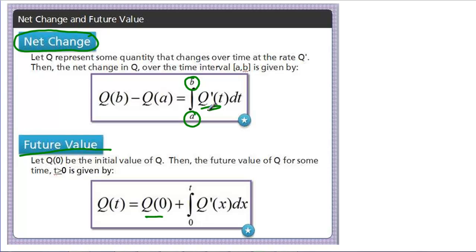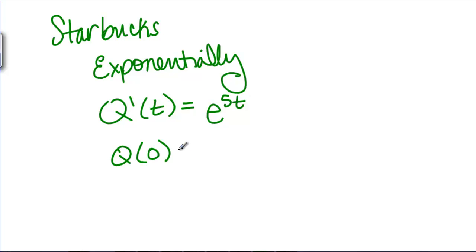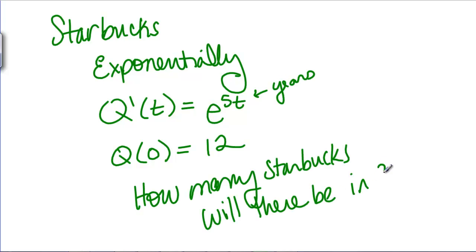So, for example, if somebody told you that the number of Starbucks in a certain region was growing exponentially, and that the quantity of Starbucks is changing at a rate of, say, e to the 5t. And if there are currently, we'll call this time 0, 12 Starbucks in your town, and t is in years, how many Starbucks will there be in 3 years, assuming Starbucks continues to grow at a rate of change of e to the 5t?